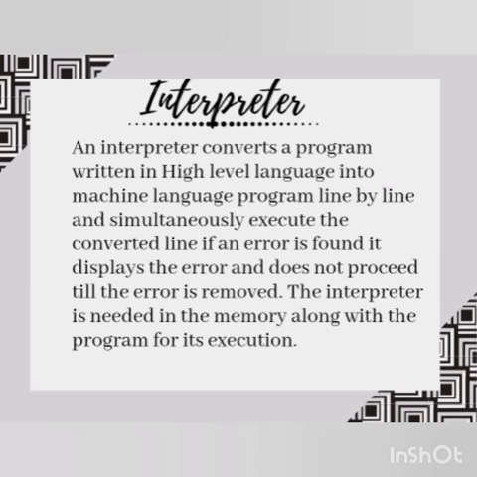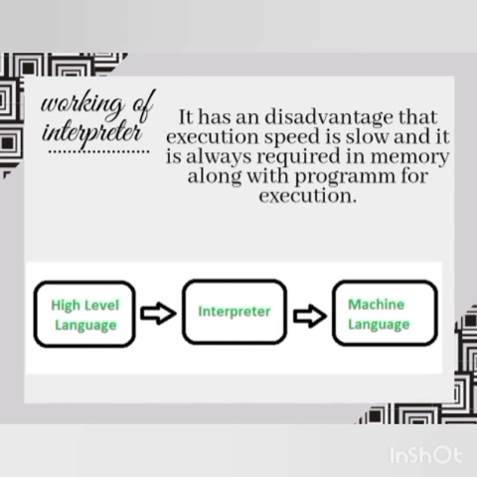Now we'll study the working of an interpreter. In this slide, you can see the working of an interpreter. The high level language code is passed to the interpreter, and the interpreter converts it into machine language. If any error is found, the interpreter stops there and displays the error, and until we rectify the error, it will not move forward. This is how an interpreter works. Now all the types of language processors are completed.